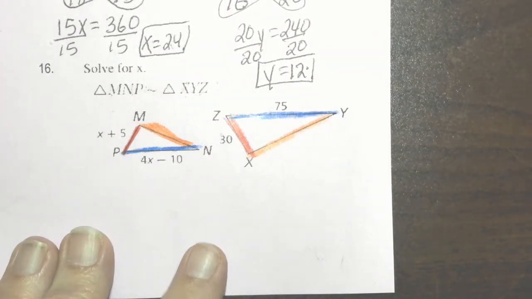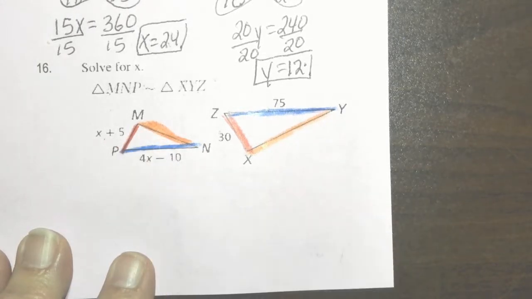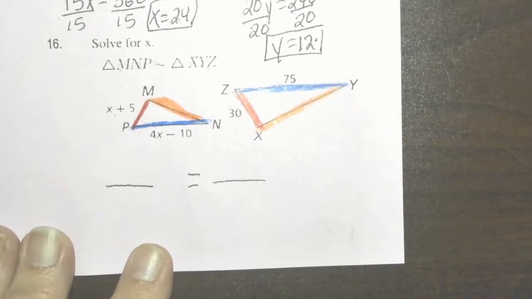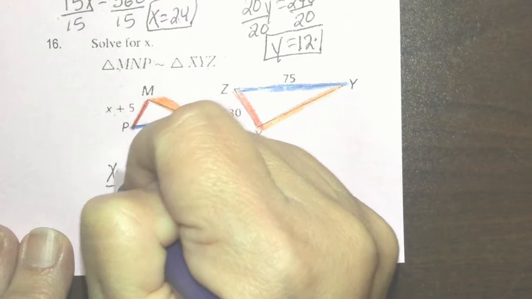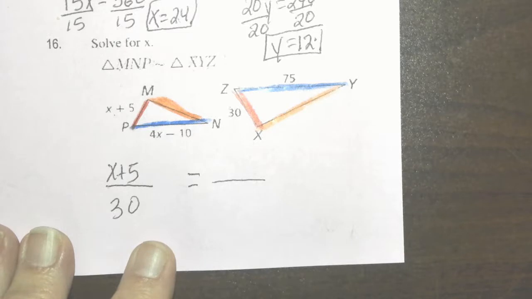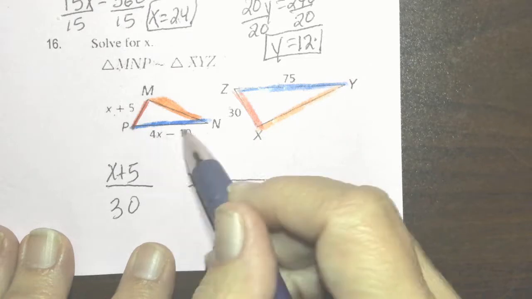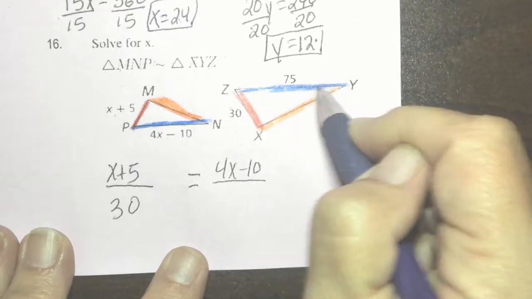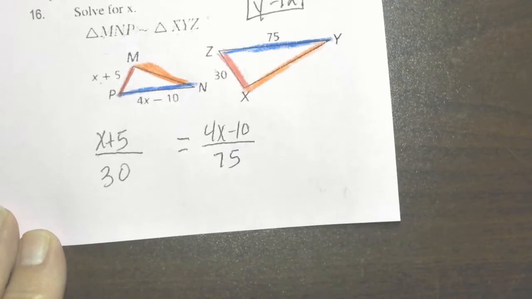Okay. So look, we've got X's in both places. But that's okay. We're just going to set up our fractions with our matching parts. Red line, x plus 5. Red line, 30. If I started on the little triangle on top, I got to start on this little triangle. So blue line, 4x minus 10. Blue line segment over here, 75. That's how I'm going to set up my fraction.